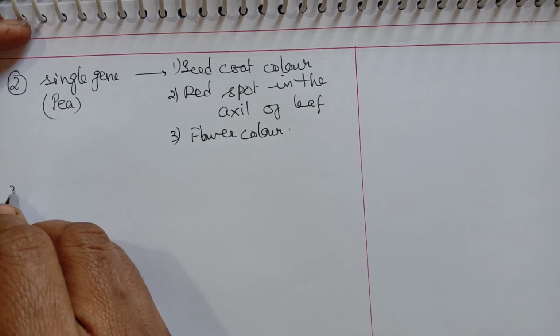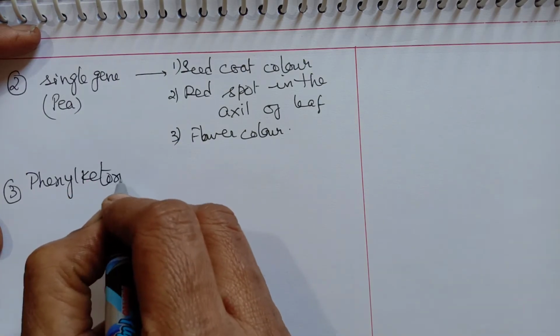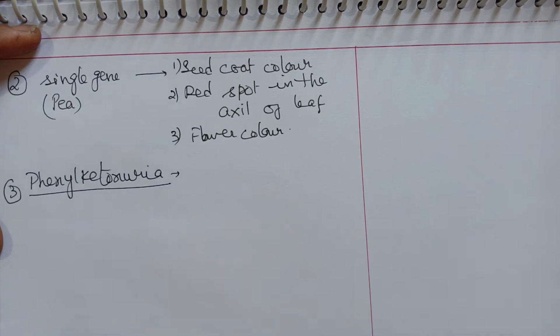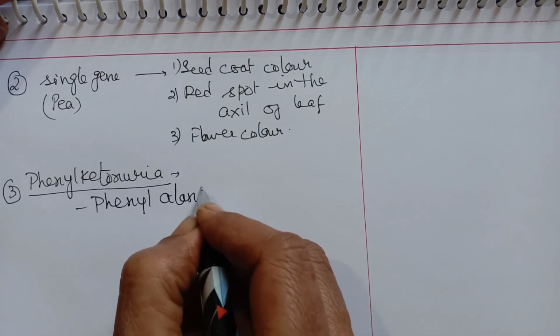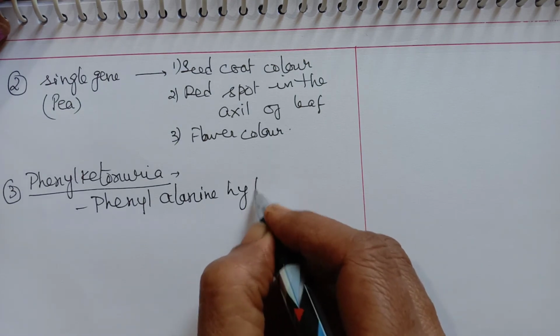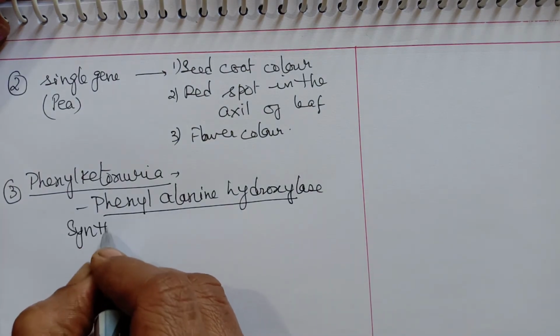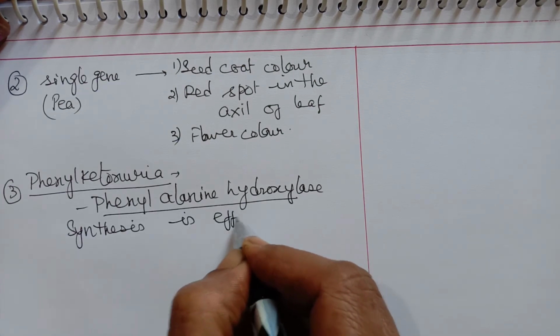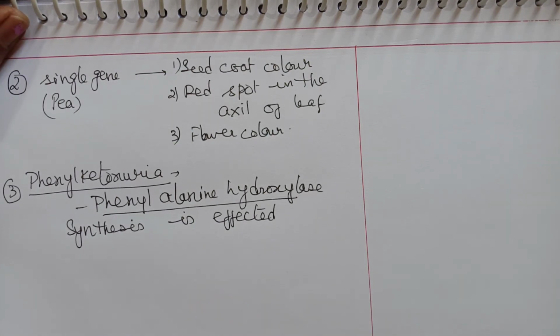Now, the third example is that of phenylketonuria. Phenylketonuria is a genetic disorder. It is a mutation in a particular gene which affects the synthesis of the enzyme called phenylalanine hydroxylase. The synthesis of this enzyme is affected.